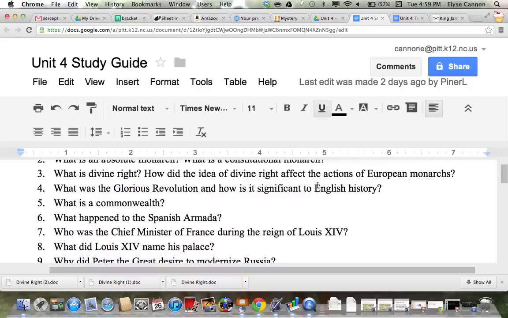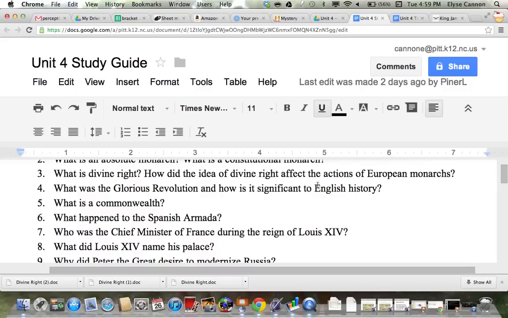So during the English Civil War, what they're going to do is revoke this ideal of a monarchy, and they're going to adopt the Commonwealth. The Commonwealth is going to be a government that is ruled for and by the people. It has a republican type government, where it's for the people.